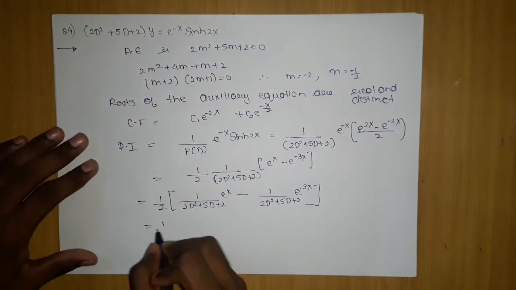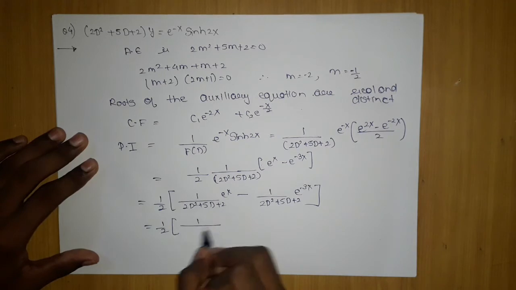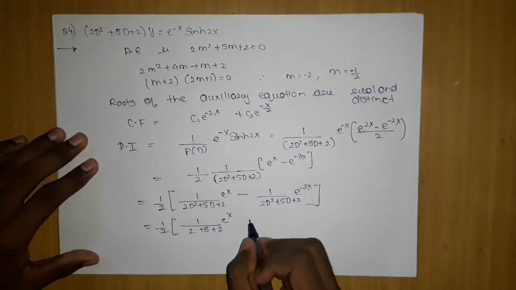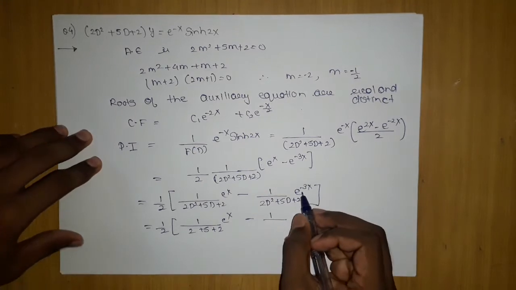The moment you do that, you are going to get 2 plus 5 plus 2. You know for sure this cannot be negative only. Here there are chances of getting 0.